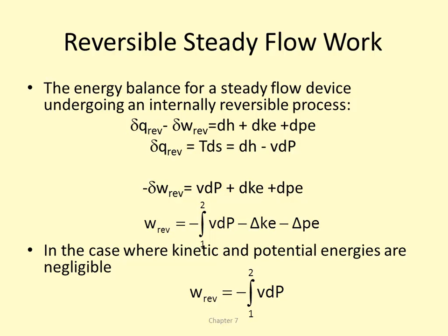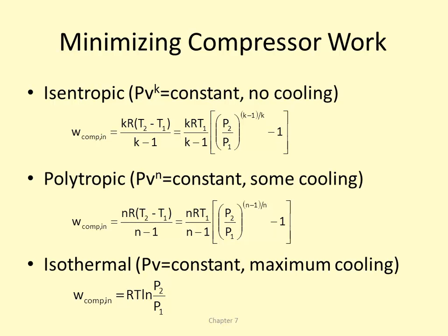And if you remember, we talked about how this work input is going to be lowest when this specific volume is lower. So in order to create the exact same pressure difference, it will require much less work to pump a liquid than it will to compress a gas. That's one of the main reasons why steam power plants have a pump rather than a compressor in order to get back up to boiler pressure. So it requires less work input.